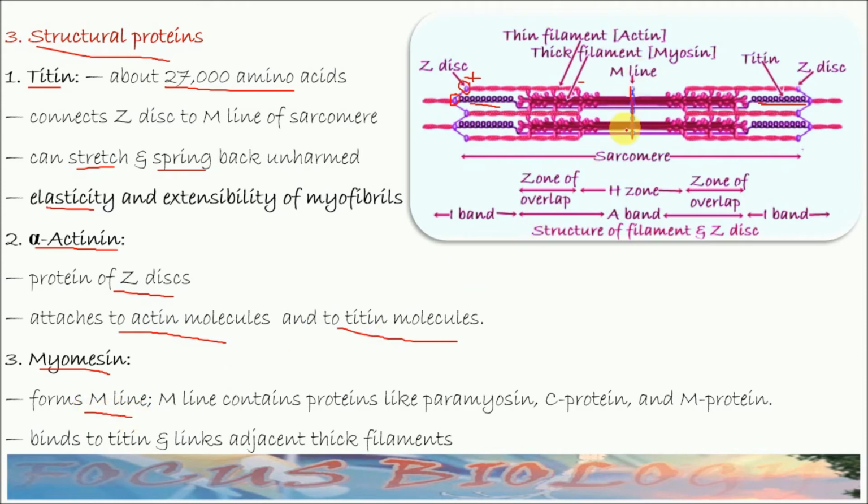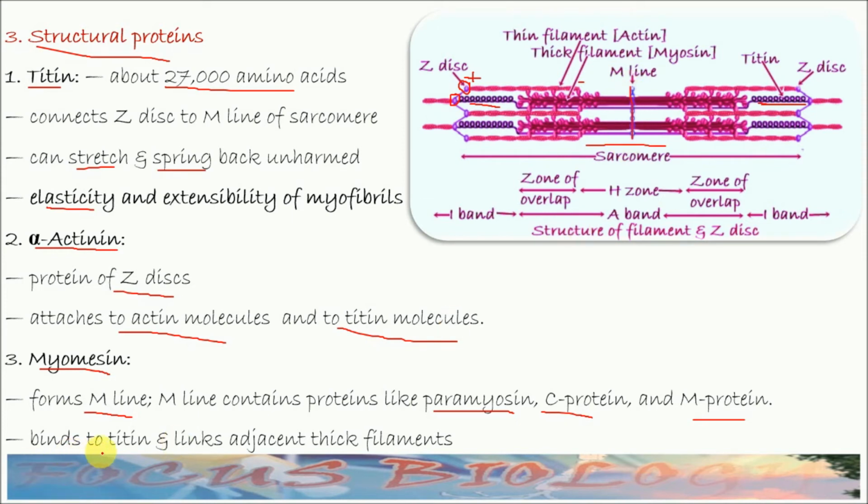Here you can see this is the M line. This one is the H zone, non-overlapping zone. Here it is, non-overlapping zone of A band is called H zone, and the middle part of this H zone is traversed by M line. This M line contains paramyosin, C protein and M protein. Myomesin is also an important constituent of this M line.